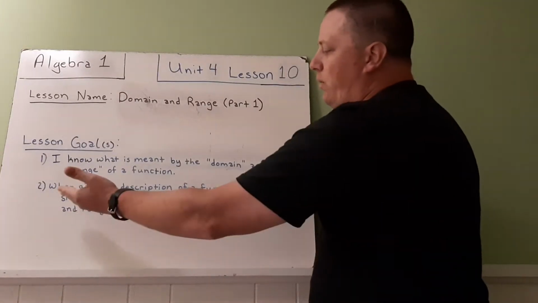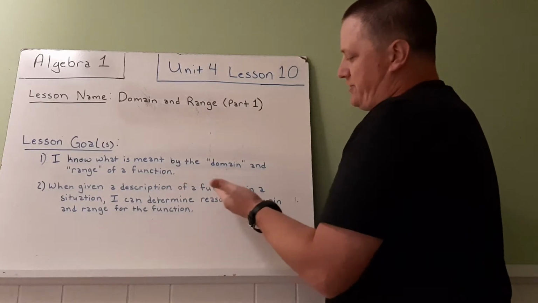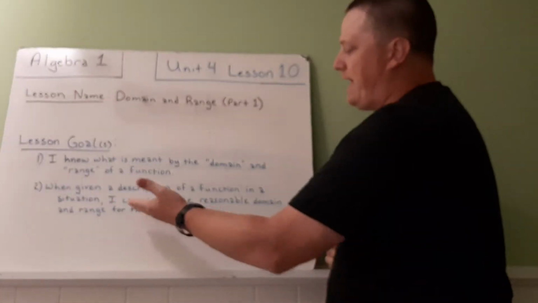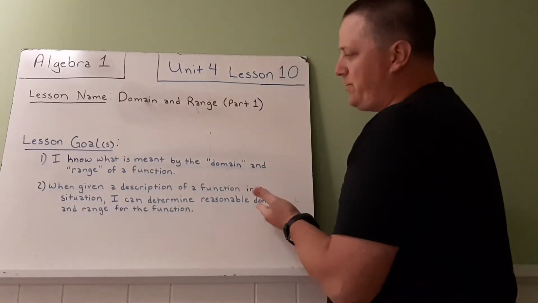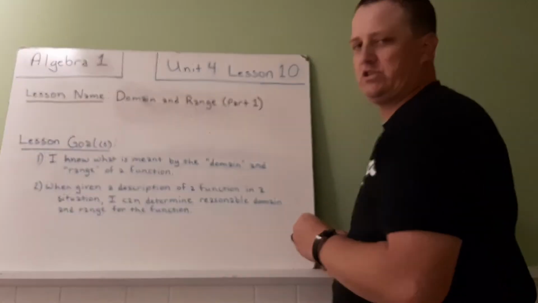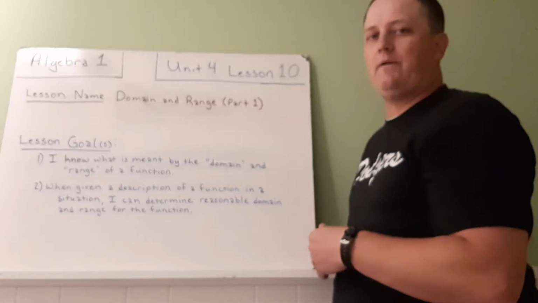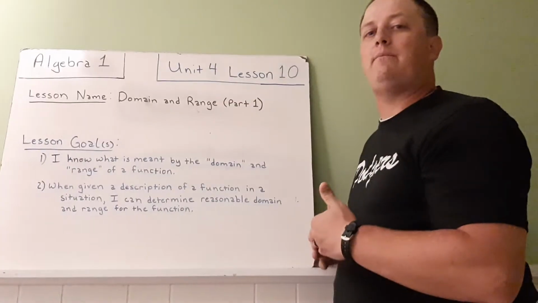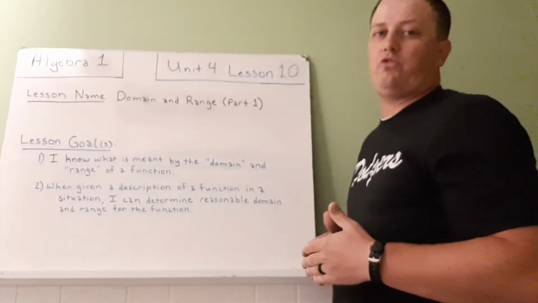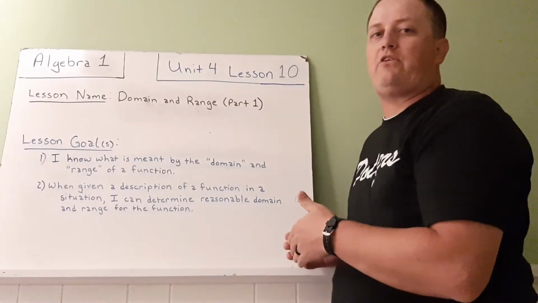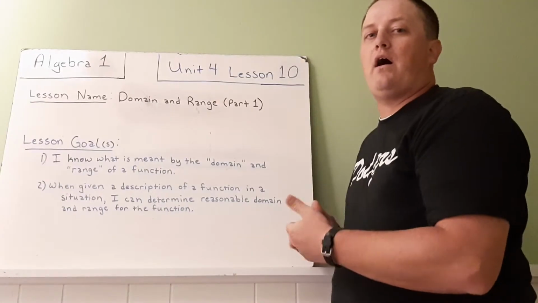Number 2. When given a description of a function in a situation, I can determine reasonable domain and range for the function. So one of the big things we need to be able to do with domain and range is figure out what numbers seem reasonable in this situation to represent our domain and range of a function.